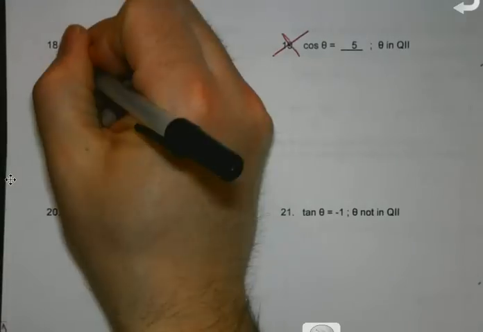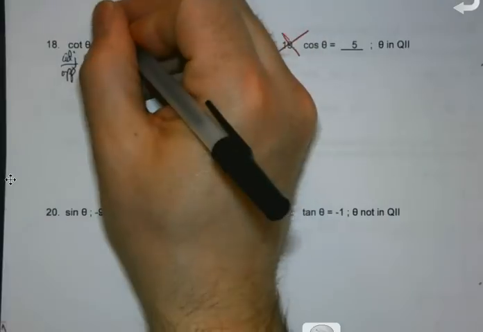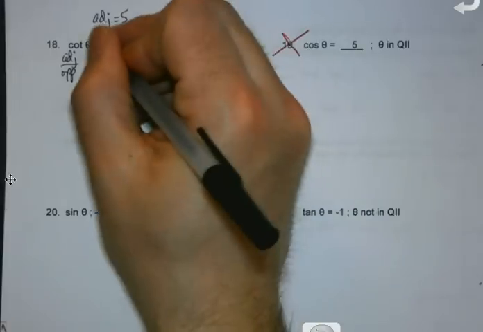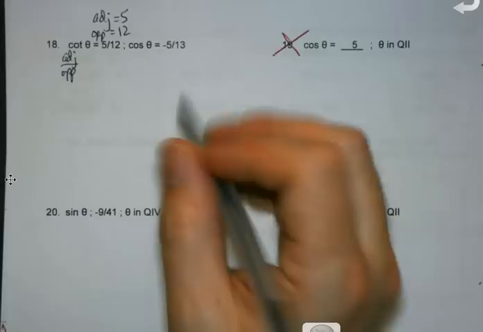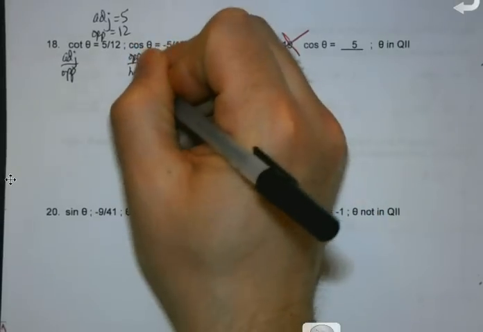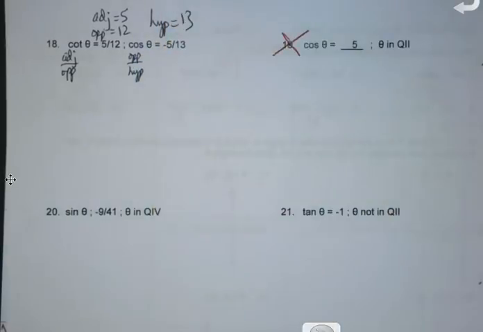Do 18. Okay. Let's see here. Cotangent's 5 over 12. What sides do I have with cotangent? Adjacent over opposite. Okay, adjacent over opposite. So my adjacent is 5. My opposite is 12. And cosine is opposite over hypotenuse. So my hypotenuse is 13. Well, that was nice of them. They actually gave me all 3 sides to work with.